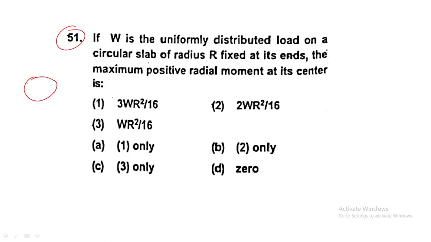Next question, if W is the uniformly distributed load on a circular slab of radius r fixed at its ends, the maximum positive radial moment at its center is? They are asking the positive radial moment at its center. What is the formula for that? In the previous question we have already discussed that WR square by 16 is the answer for the given question, that is option 3 only.